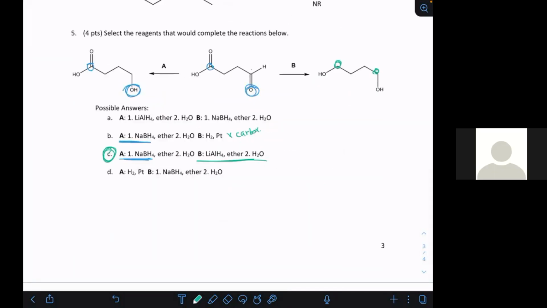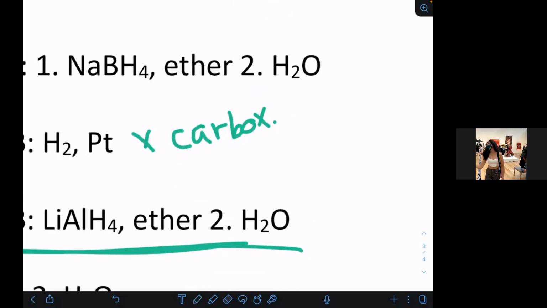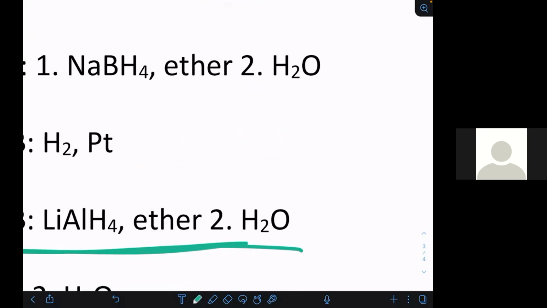Just so you know, H2 and that metal can also do ketones and aldehydes. Yes. Just in case, I don't know what her answer options will be. It works on ketone.